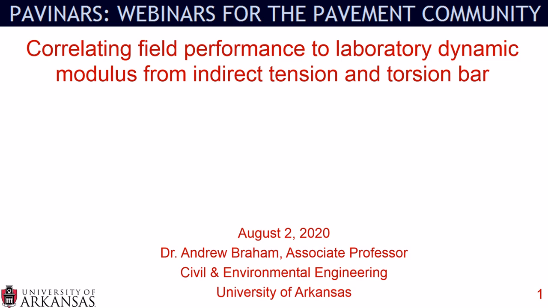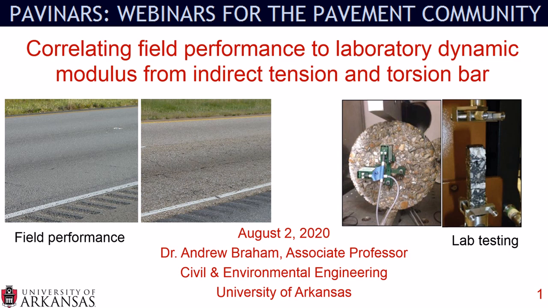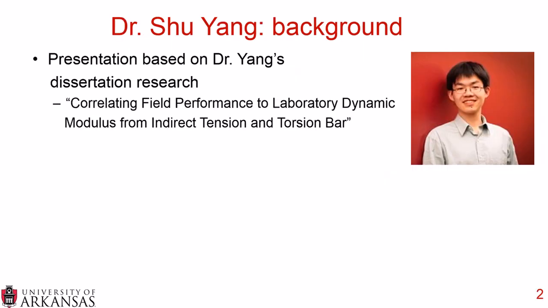We're going to be discussing how we can correlate field performance to laboratory dynamic modulus from indirect tension and torsion bar. In brief, the objective of this research was to take 10 different field sections and look at their performance and then try and correlate that to two different laboratory tests for dynamic modulus, the indirect tension test and the torsion bar test. Now this is based on work that Dr. Shu Yang performed toward his dissertation, and the full title of the paper is Correlating Field Performance to Laboratory Dynamic Modulus from Indirect Tension and Torsion Bar.